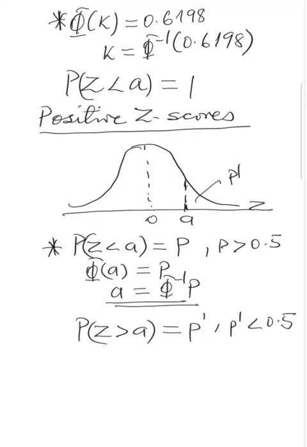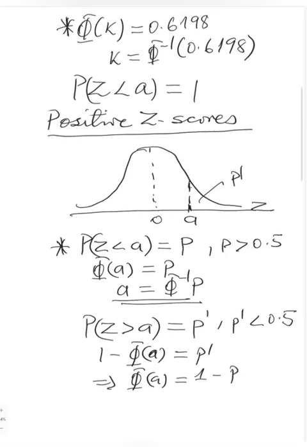And so we can write that P of z greater than a is simply 1 minus phi of a, and that should be equal to p prime, so that phi of a would be 1 minus p prime, and then we have that a, which is positive, should be phi inverse of 1 minus p prime. And that is how you get the positive z-score in this situation.